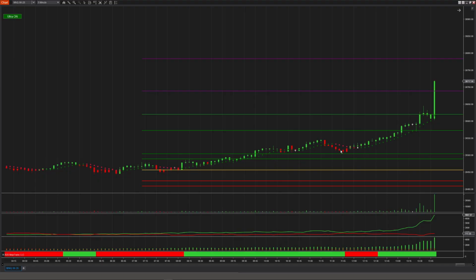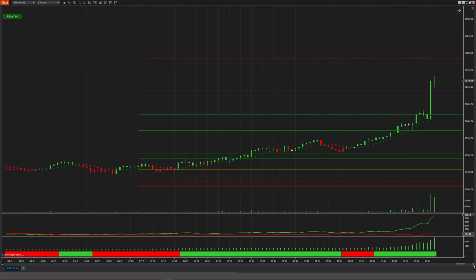We could have taken entries on this pullback or this pullback, but we're keeping our eyes on the trend dots. We're keeping our eyes on volume, on the Viper indicators, and also we're keeping an eye on where we are above the pivot with Ultra. So let's just continue this as we go throughout the day.